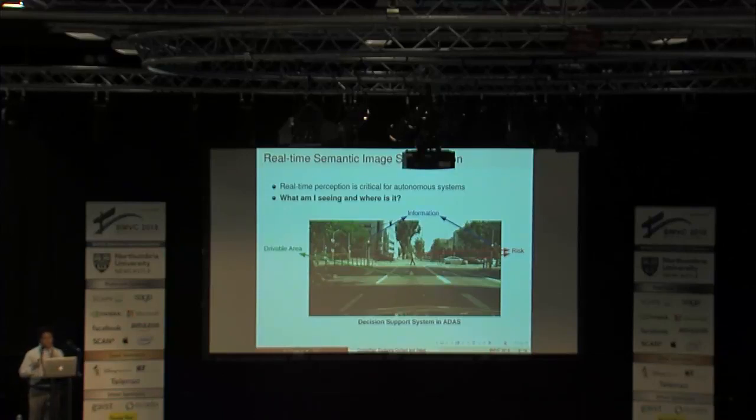As a community, we agree that real-time perception is critical for autonomous systems. Because what I'm seeing in the scene and where these objects are is very critical for the decision support system of those autonomous systems.